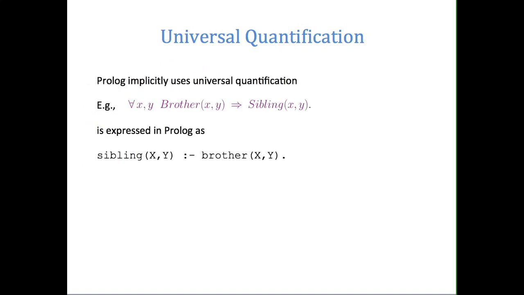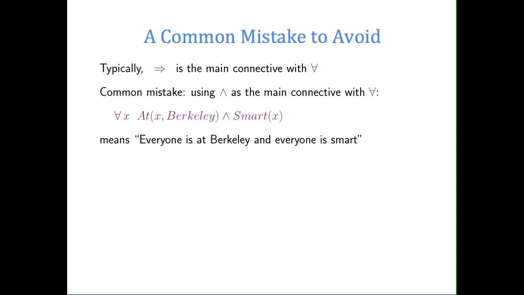Now, in our programming language that we're going to use, Prolog, the language implicitly uses universal quantification. By that I mean, let's say we have an expression like for all x and y, brother(x, y) implies sibling(x, y). That's expressed in Prolog as sibling(x, y) if brother(x, y), and the universal quantification, that is, for all x and y, is implicit.